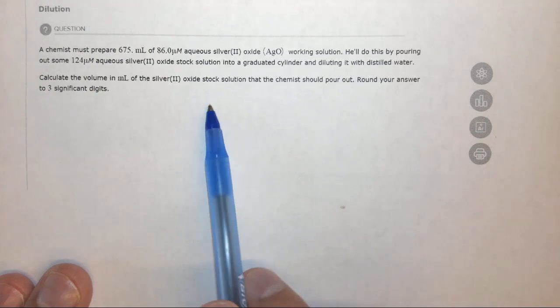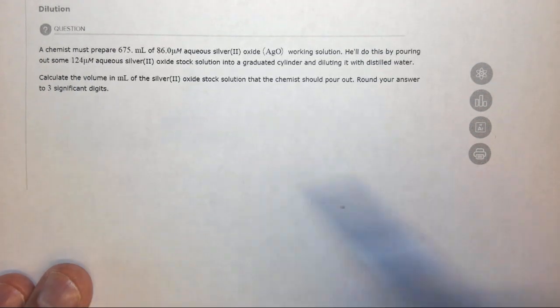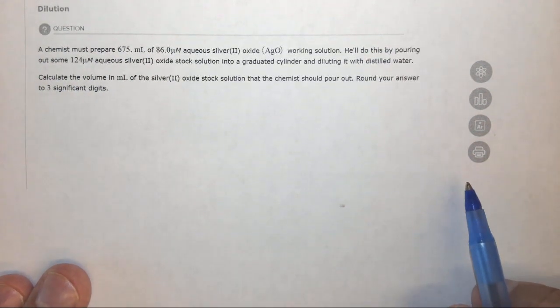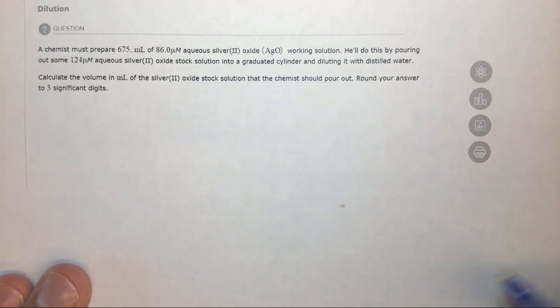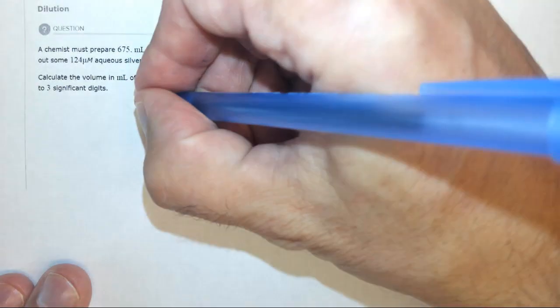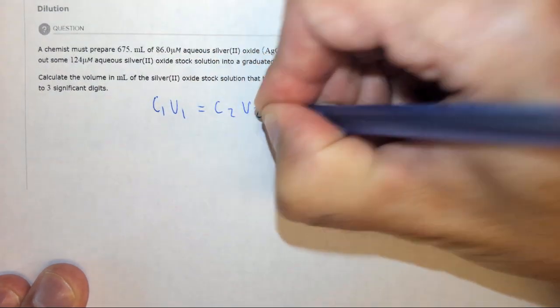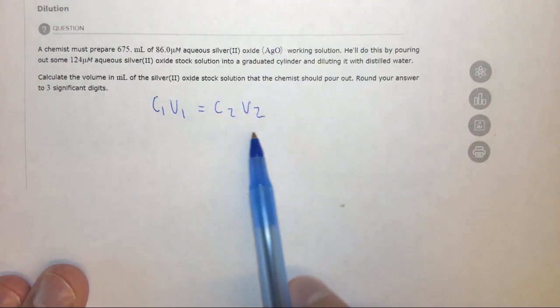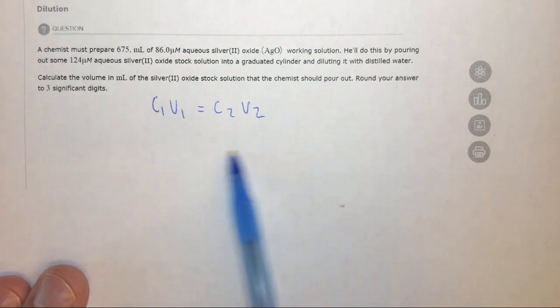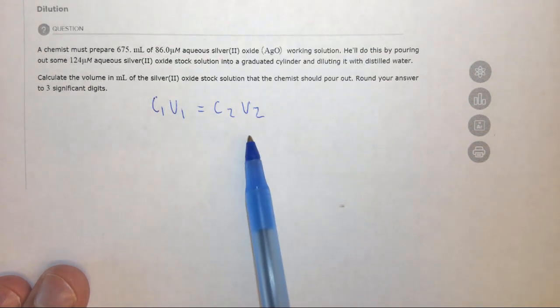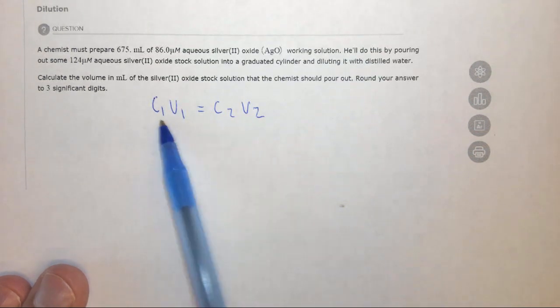And what it asks us to do is figure out how much of this 124 micromolar solution the chemist should pour into the graduated cylinder before they dilute it to the 675 milliliters. So in a dilution question, you can use the dilution equation, C1V1 equals C2V2. It's really important to realize, because you'll use this equation a lot in the lab, that you can only use the dilution equation if you're doing a dilution.